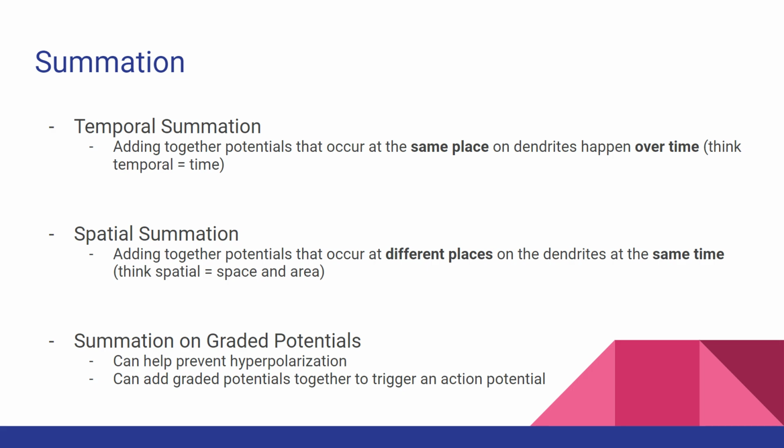The other process is called spatial summation, where it adds potentials that occur at different places at the exact same time. When spatial summation is used on graded potentials, it can help keep the membrane potential from becoming too hyperpolarized to trigger an action potential. The two processes work in tandem to keep the membrane potential from being hyperpolarized over time and to add graded potentials together to trigger an action potential.